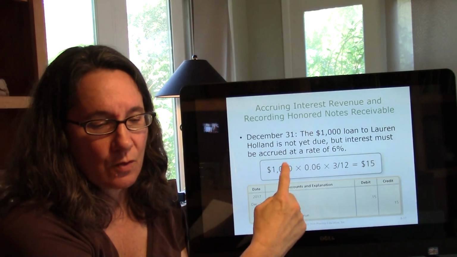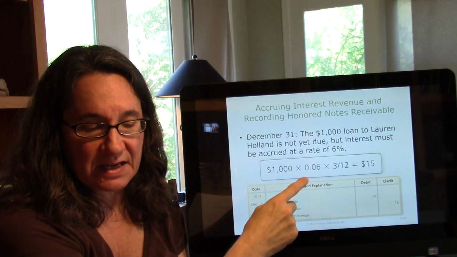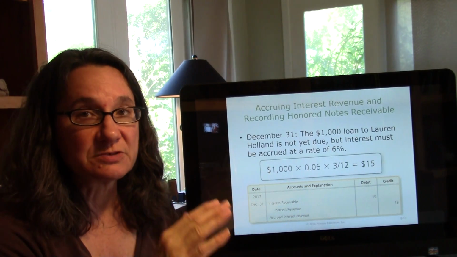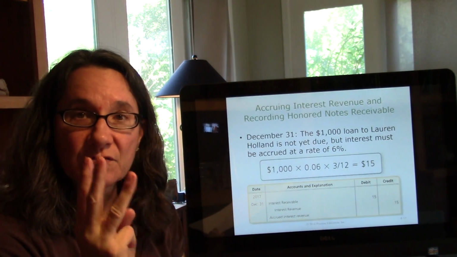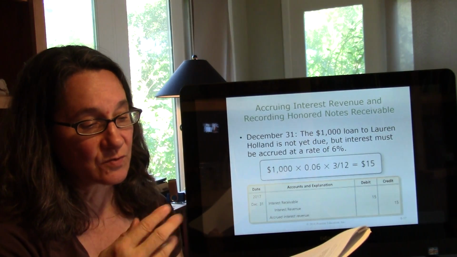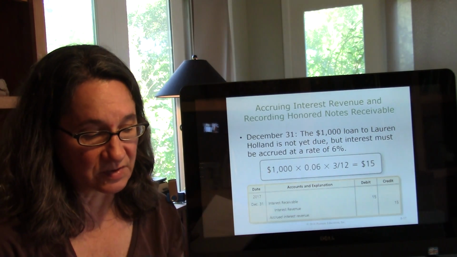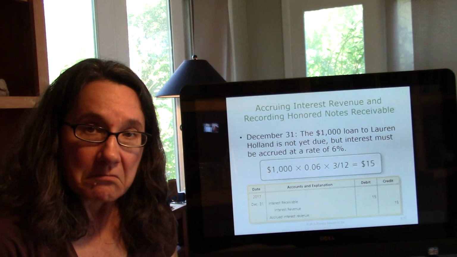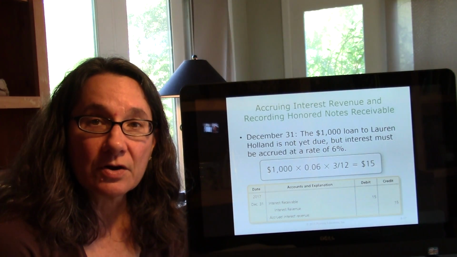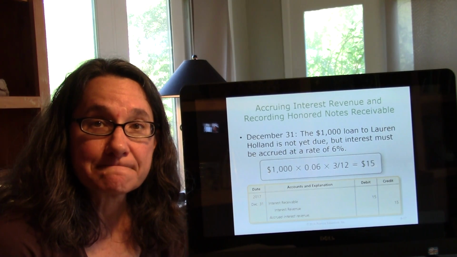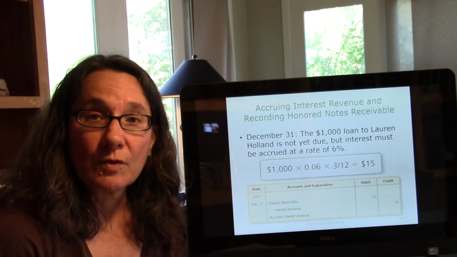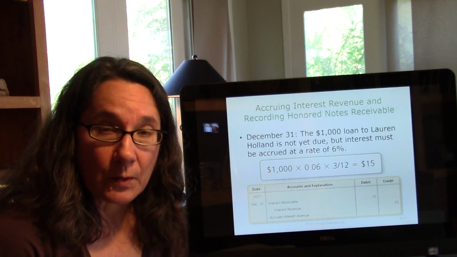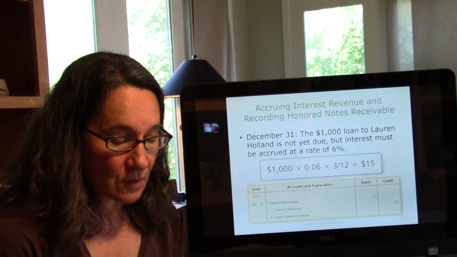So here you go, 1,000 times 6% times 3/12, right? So 6% is for a year. It's only been 3 months, so 3/12 equals $15, right? So that makes sense because I said a whole year was 60, so half a year would be 30, so a quarter of a year, or 3/12, would be 15.